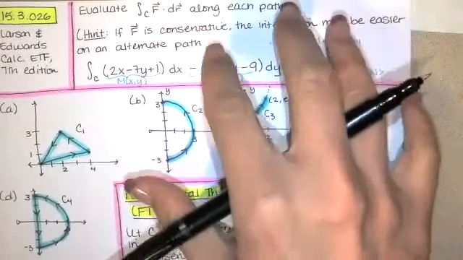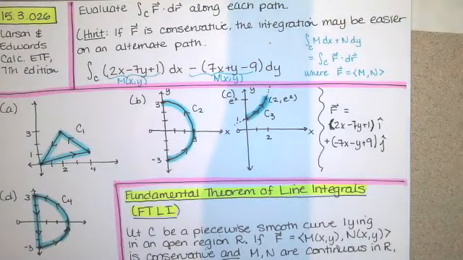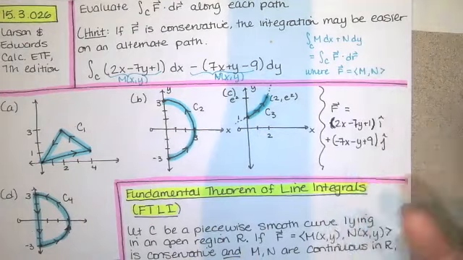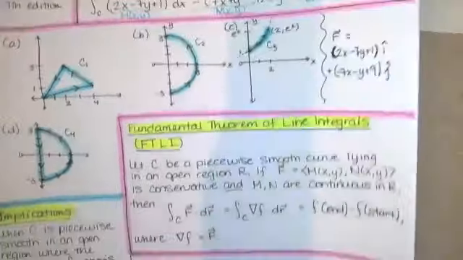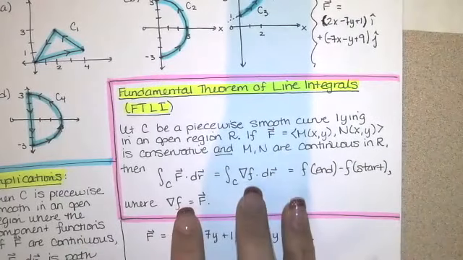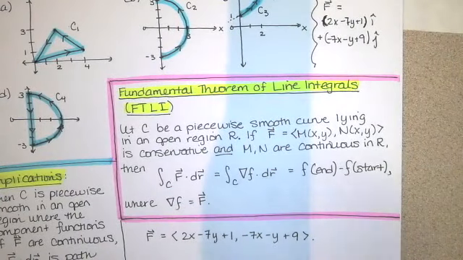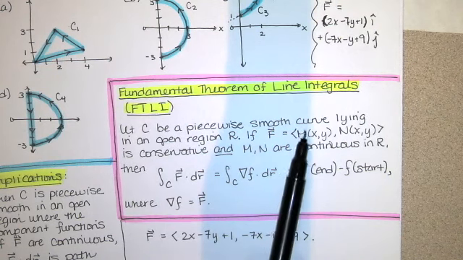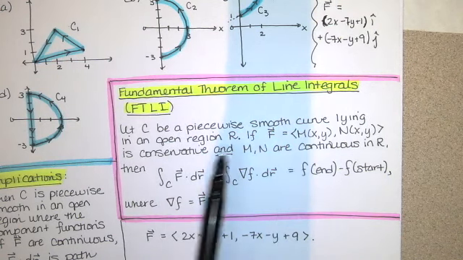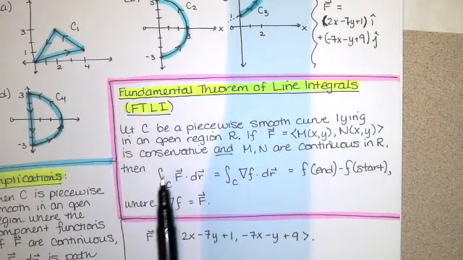And in order to make use of that, we need to know a couple of things. We need to know about the fundamental theorem of line integrals and the implications of the fundamental theorem of line integrals. So here is our fundamental theorem of line integrals. This is from the Larson text. It says, let C be a piecewise smooth curve. So we want a curve that's smooth in pieces, lying in an open region R.